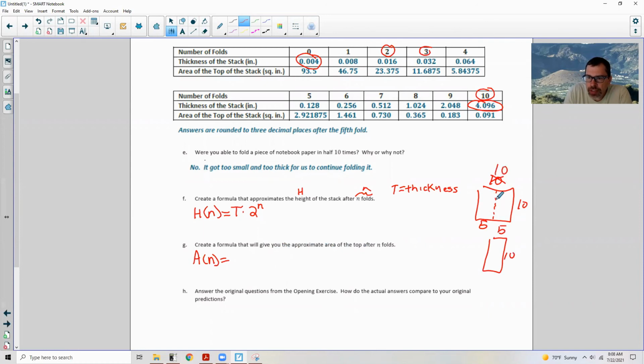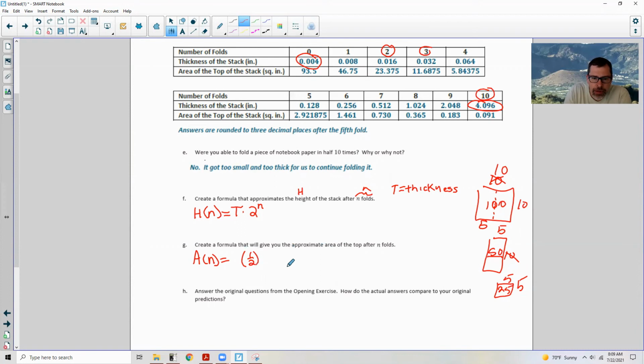Well, the area of the 10 by 10 was 100, and the area of this is 50. Then if I fold it in half this way, I would now have a square that's 5 by 5, because this 10 would have been cut in half this way. And that would be 25. So what's happening to the area? 100, 50, 25. The area is getting cut in half.